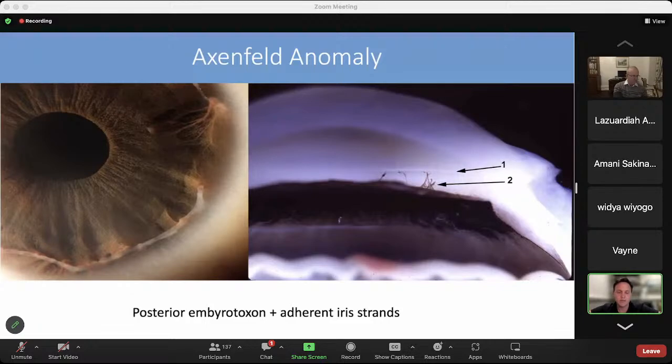And when we see that, we know that in itself is a risk factor for developing glaucoma. So you can see on the photo here, you've got a white line in the peripheral cornea, which corresponds to posterior embryotoxon, and iris strands adherent to those. So that's what we call Axenfeld anomaly.